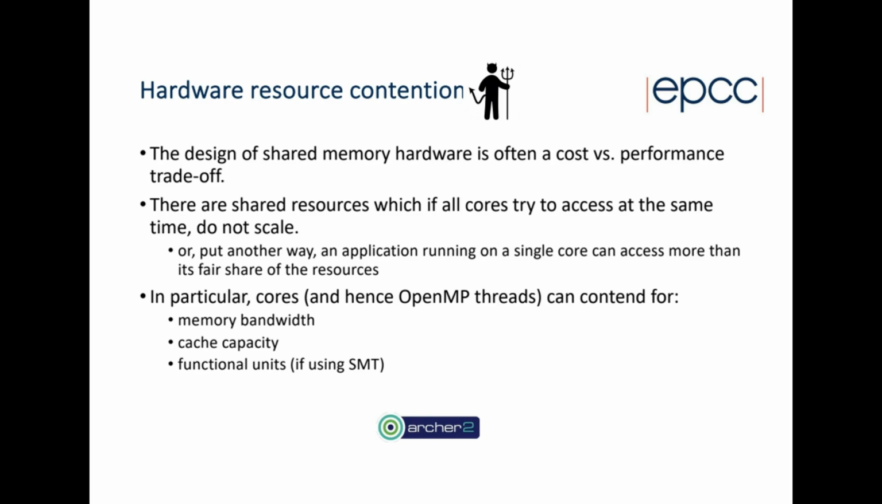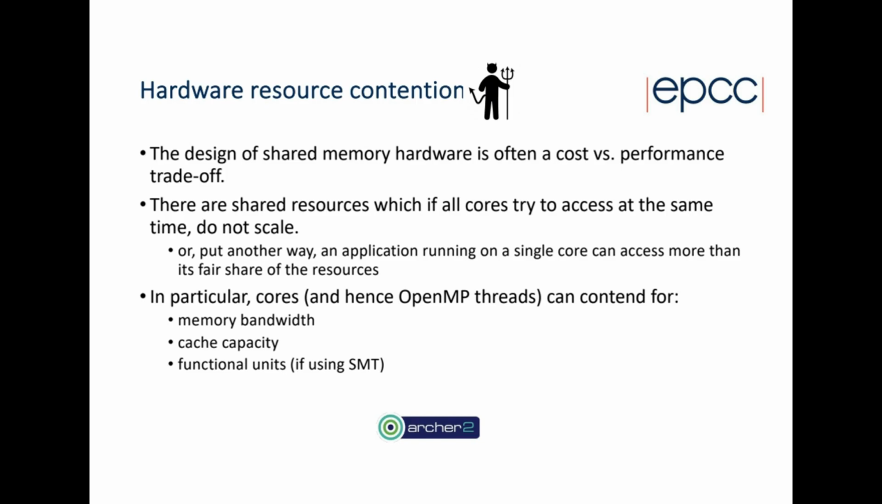The last main source of overhead is hardware resource contention. Why is that? Well, just because the design of shared memory processors is such that there are performance trade-offs here. There are shared resources which don't scale if all the cores try to access them at the same time.